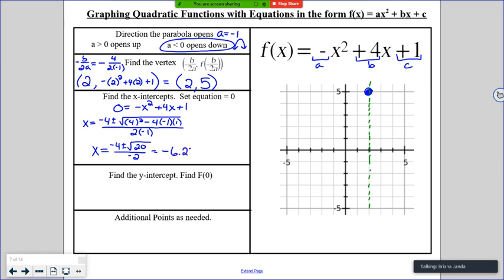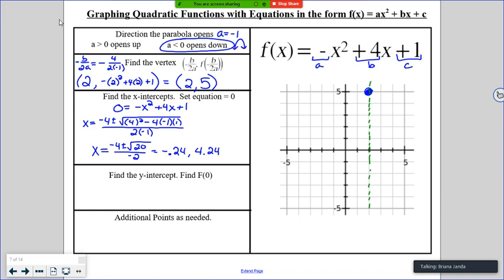Negative 6.23. I feel like that's kind of big. Did you divide by 2? Negative 0.23? I feel like I'm remembering that number. 4.24. Yeah, I'm remembering those numbers. Let's make sure we can get that on our calculator. It sounds like we're having a little bit of trouble with our quadratic formula on our calculators here.